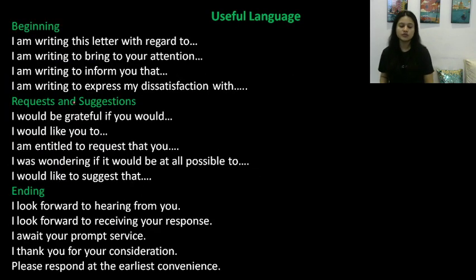So this is some useful language for you that would be used or utilized in a formal letter for the beginning. If you want to make some requests and suggestions, what are the phrases you can use? And what are the phrases you can use in the ending of the letter.